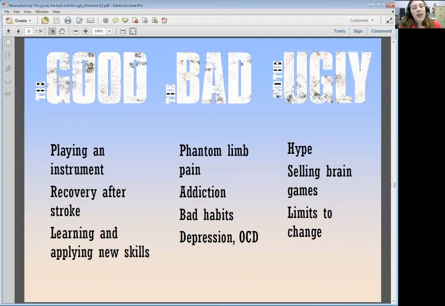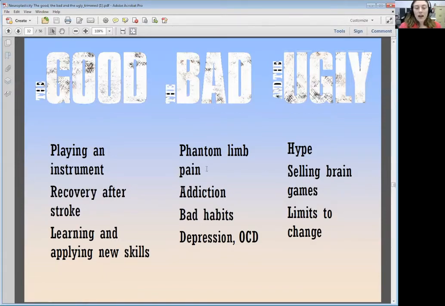So I'm going to move on now to talk about some examples of the good, the bad, and the ugly to do with neuroscience. So neuroscience can be harnessed and is harnessed when we learn to play an instrument. The more we practice that musical instrument, the easier it becomes and the more automatic it becomes to play that instrument, as our nervous system develops and changes as a result of the practice we're putting in. When people recover after stroke, neuroplasticity is responsible for this.